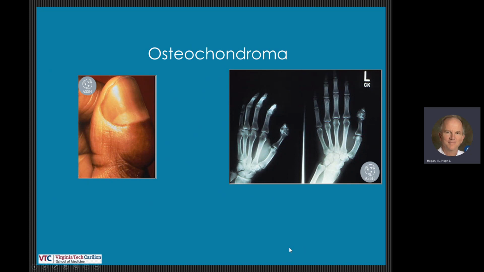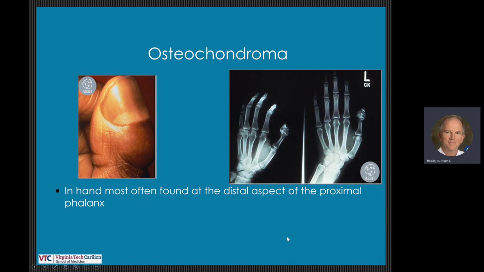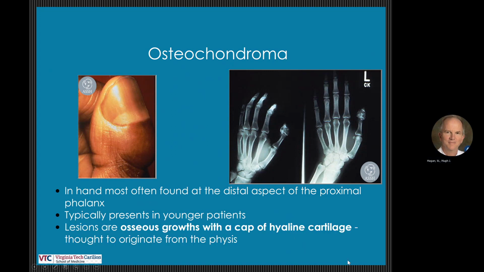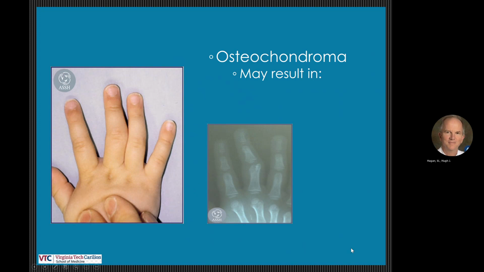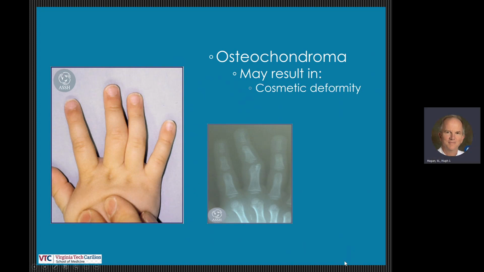Osteochondromas are similar cartilaginous lesions that develop outside the bone, typically in the region of prior physis, most often found at the distal aspect of the proximal phalanx. They typically present in younger patients, and they have a cap of hyaline cartilage. They are thought to originate from the physis. They can result in some cosmetic deformity, usually angular, or a visible or palpable mass. You can have a growth disturbance in a child.